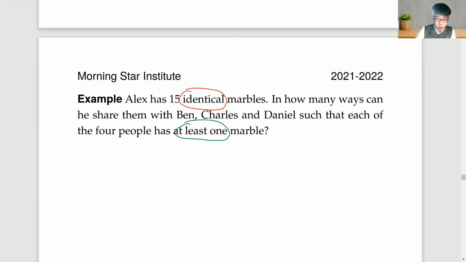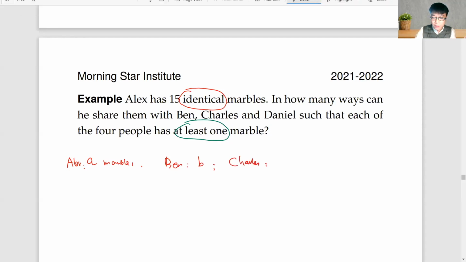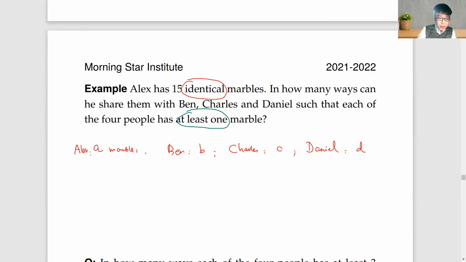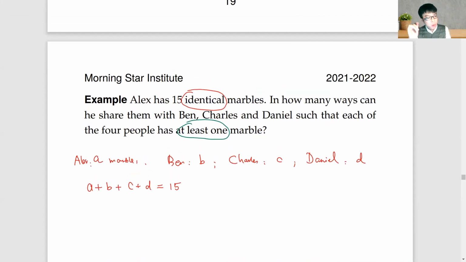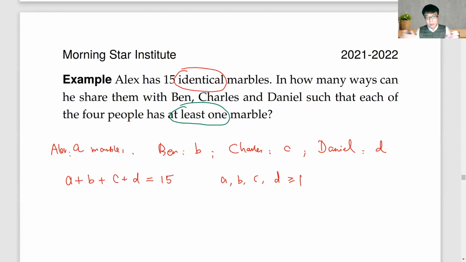So let me call the numbers A, B, C, D. Alex has A marbles, Ben has B marbles, Charlie has C marbles, and Daniel has D marbles. We have a total of 15 marbles, so the sum A plus B plus C plus D must be equal to 15. On the other hand, everybody should have at least 1 marble, which means these 4 numbers are at least 1. This question can be viewed as dividing 15 into 4 groups.